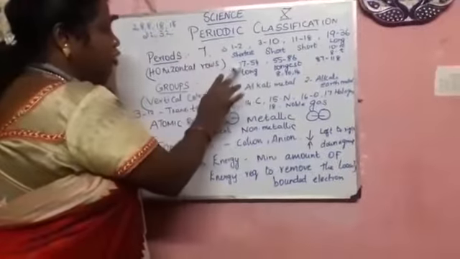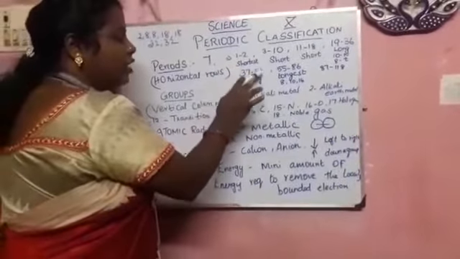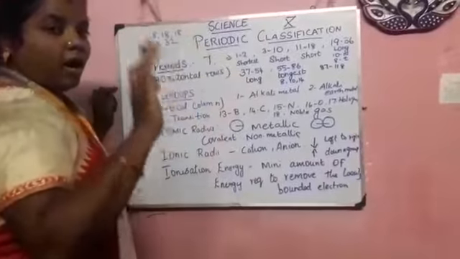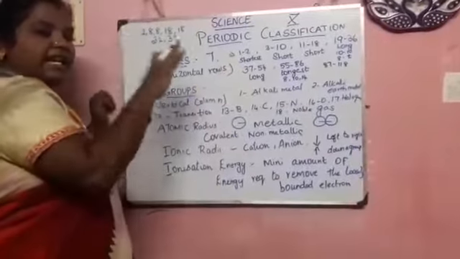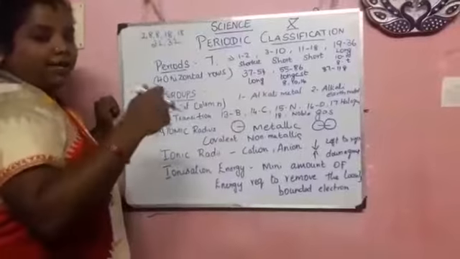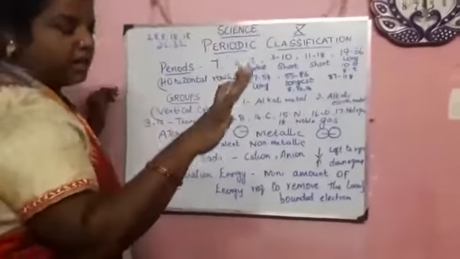Again, the fifth is also the same. It starts from 37 to 54, a long period. Again it is also 10 and 8: 10 normal, 8 transition. Transition means present in the D block.